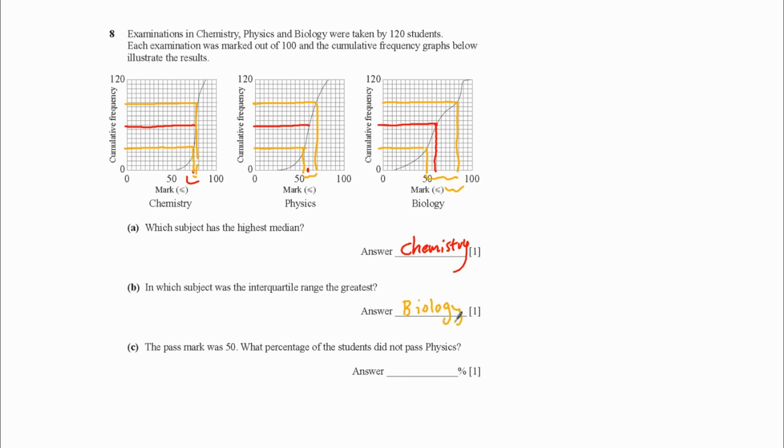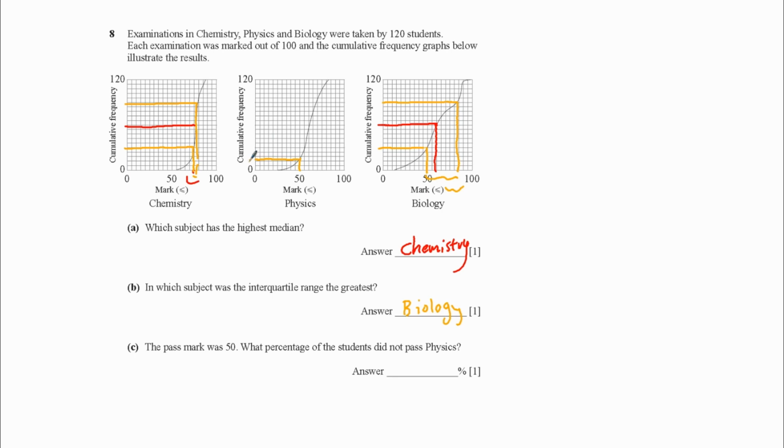Third part of this question: the pass mark was 50. What percentage of students did not pass physics? So the pass mark was 50. I'm going to clean up this physics one in here and look at solving that question. So for a pass mark of 50, we have 50 at there, and if I connect it to this side, we get to this point.